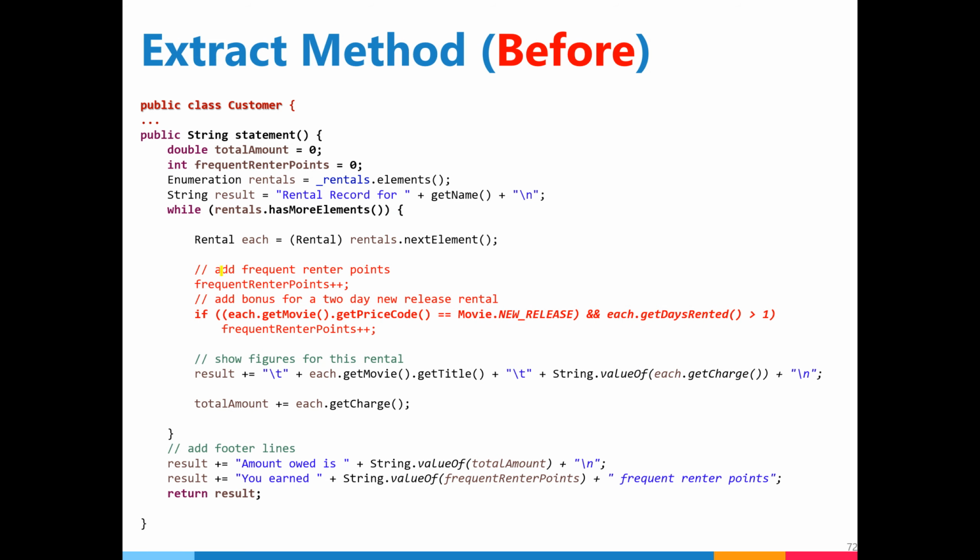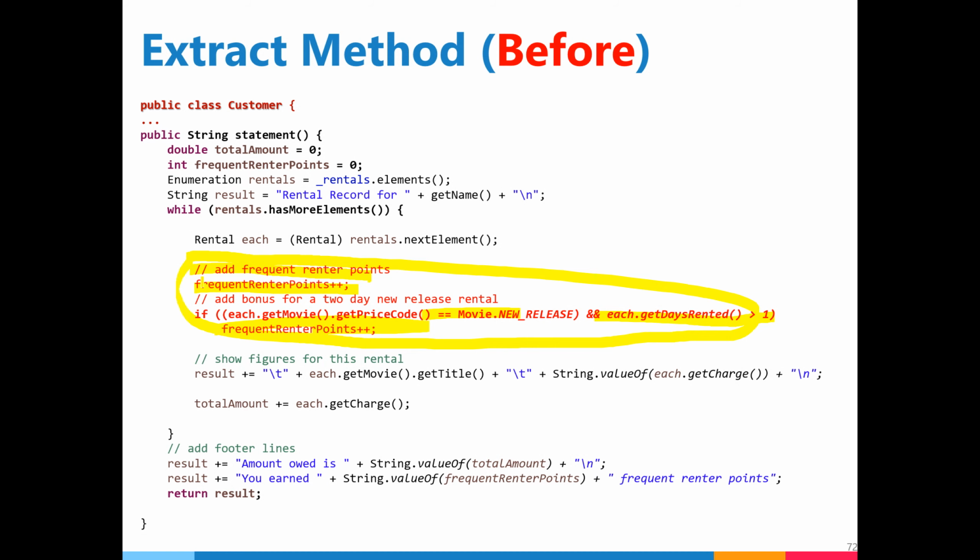So here's the code piece. This is the frequent renter points we calculate. We add points, and if it is a new release and we rent more than these many days, we add one more point. So we would like to extract this into its own function. Small step at a time. We will also be dealing with all of these in the future, but let's do this one first. So this is the before.